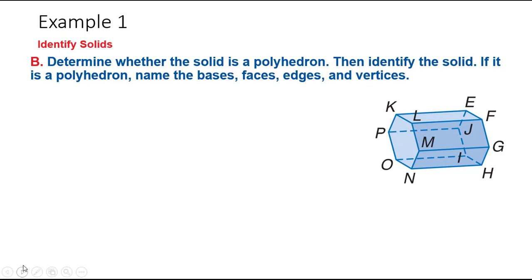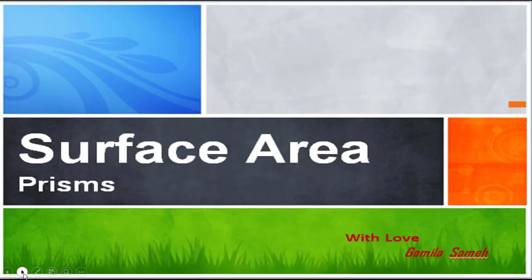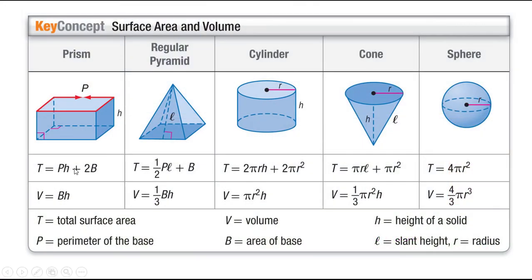It has 6 times 3, which is 18 edges. And it has 6 times 2, which is 12 vertices. Okay, now I'm going to talk about the surface area.